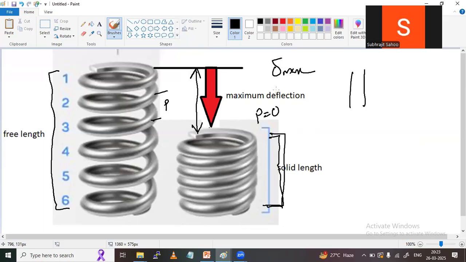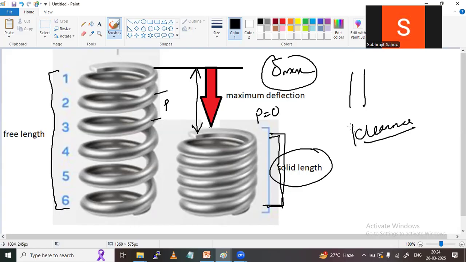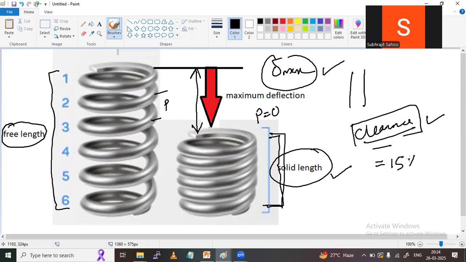Based on these parameters: delta max, solid length, the company is also giving clearance. Because they know whenever the user is purchasing the spring, they will overload. So for that they are giving the clearance also for the safe side of the spring. Whenever the spring is manufactured, the company considers these three parameters for the free length: delta max, the solid length, and the clearance. And this clearance value, they are keeping 15% of delta max.